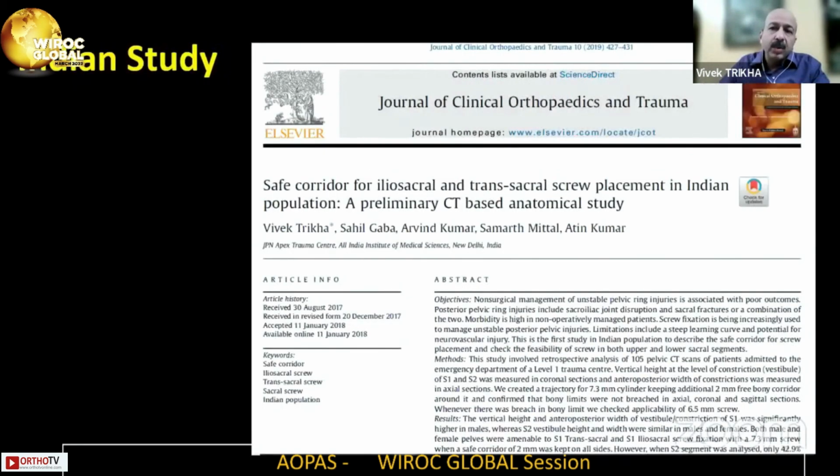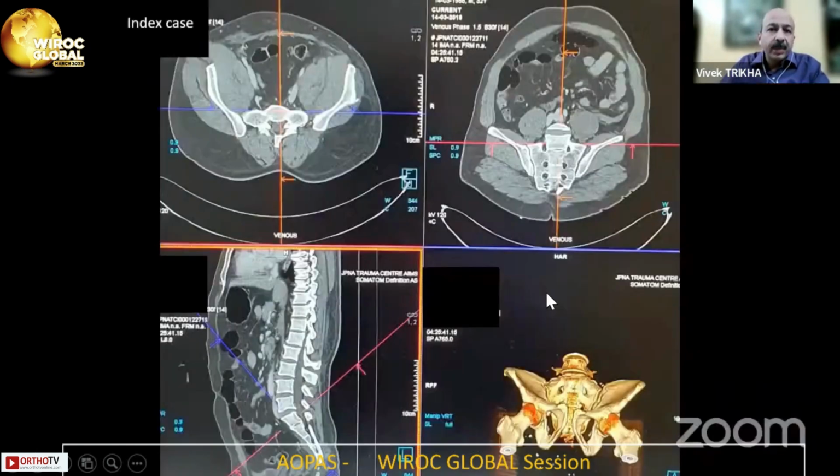Yes, this is our own paper in JCOT, where we found that yes, there is sacral dysmorphism in India. And in one of the subsequent papers, there were 300 pelvises, and we found roughly 60% had some sort of sacral dysmorphism. I'd just like you to have a look at this CT scan.